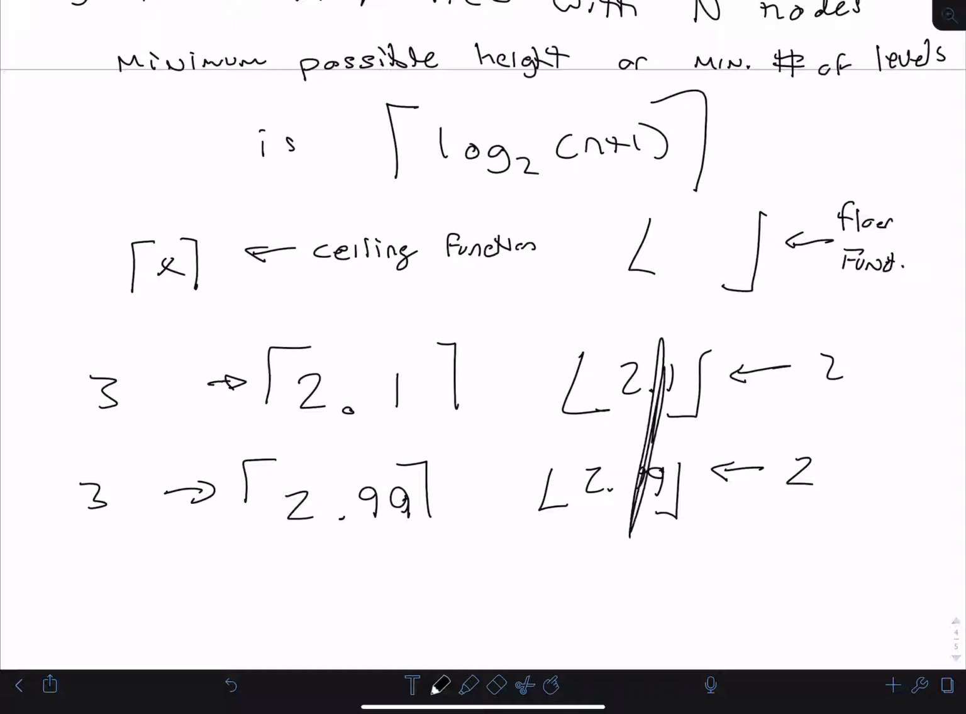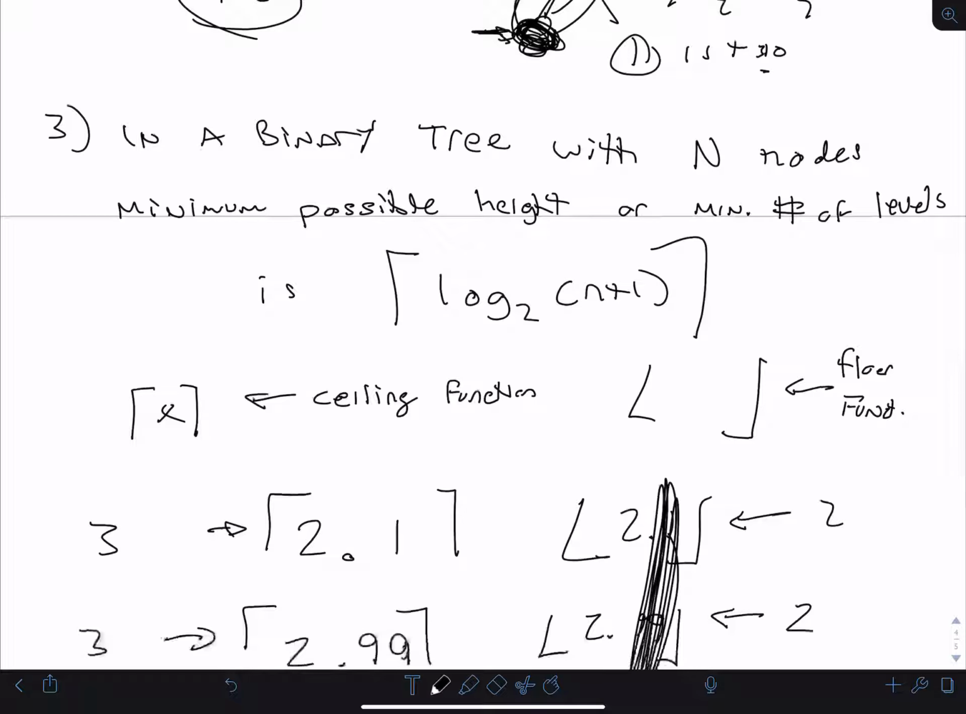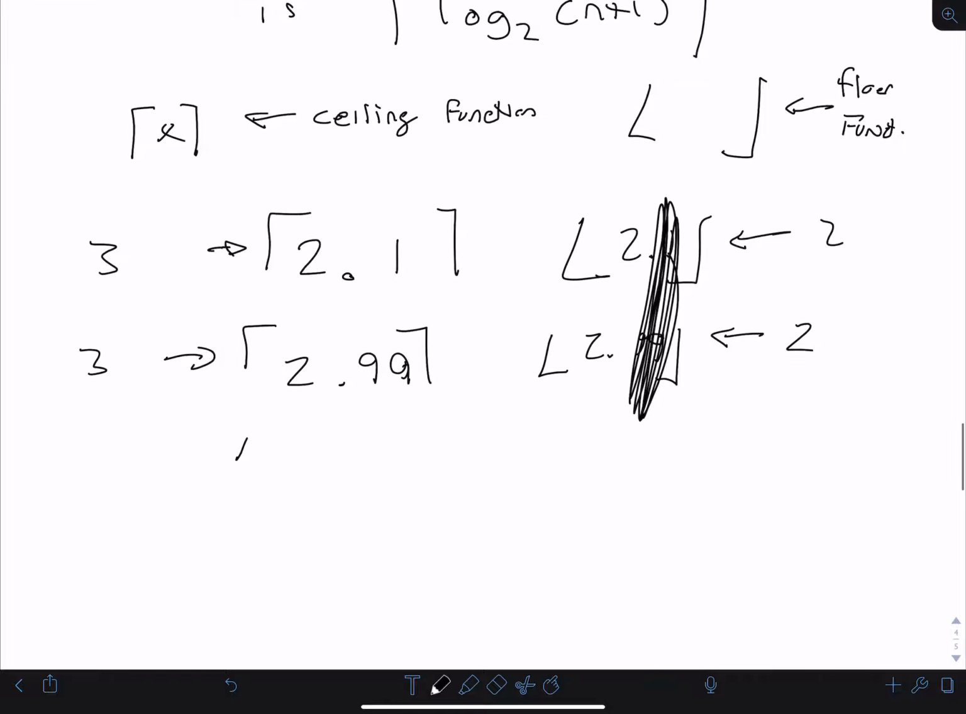So yeah, basically it just chops off that number, okay? So what this is saying is in a binary tree with n nodes, the minimum possible height or minimum number of levels is the ceiling of log n plus 1, base 2 of the log. Let's go ahead and test that out.